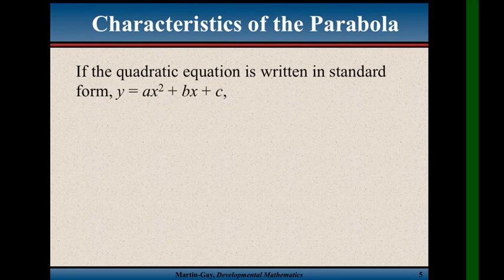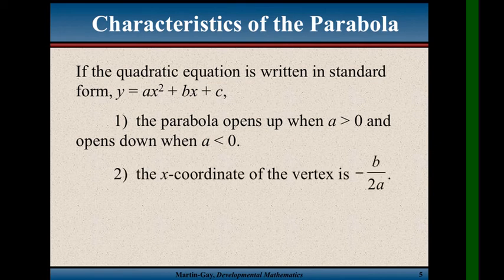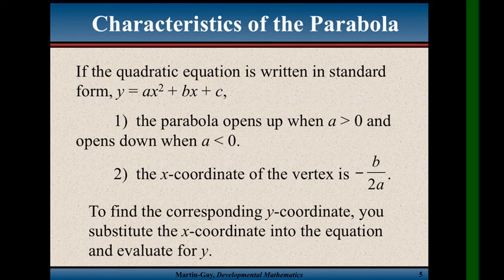If the quadratic equation is written in standard form, like this one, y equals ax squared plus bx plus c, the parabola opens upward when a is greater than 0 and opens downward when a is less than 0. The x-coordinate of the vertex is negative b over 2a. To find the corresponding y-coordinate, you substitute the x-coordinate into the equation and evaluate y.